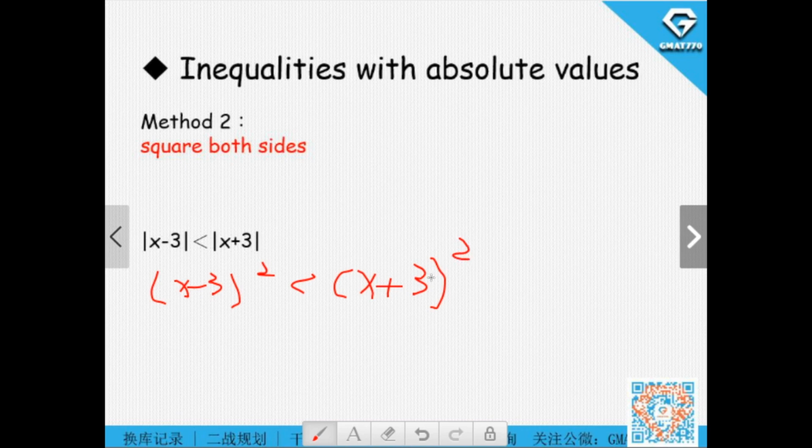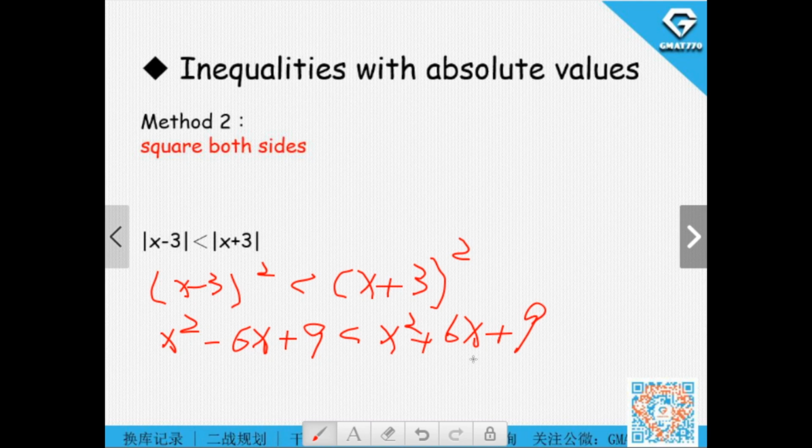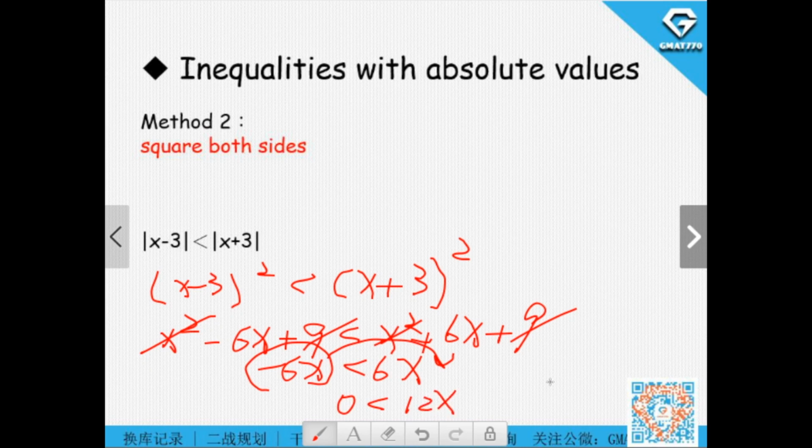And then you can just simplify both sides of the inequalities. So you will have x squared minus 6x plus 9 is less than x squared plus 6x plus 9. Then you can just cancel the same parts on both sides, x squared and 9. So you will have negative 6x less than 6x. And then you can just move the left side to the right. So you will have 0 is less than 12x and 0 is less than x. So this is actually the range of the value of x for this inequality.